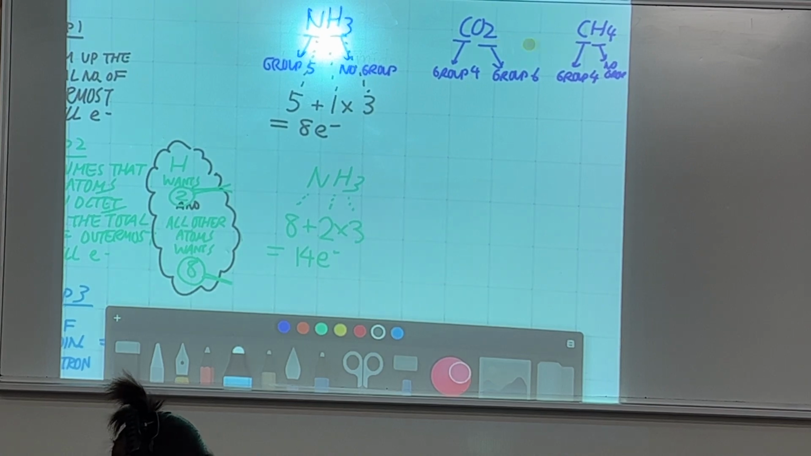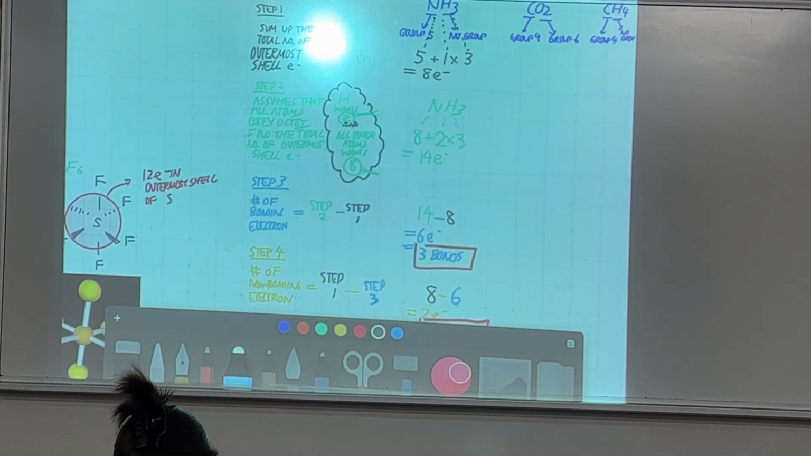So CO2 and CH4, you need to work this out yourself now, using the same method. Work on this together. Okay, 1 minute. And students at the back, you're part of the class. You need to work on the worksheet together. Okay?